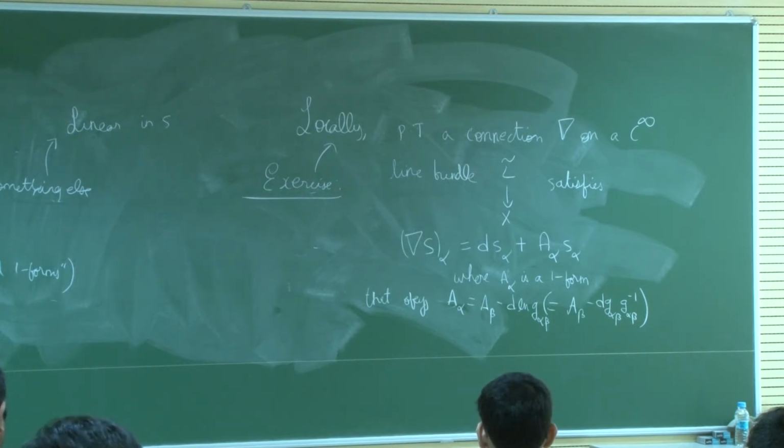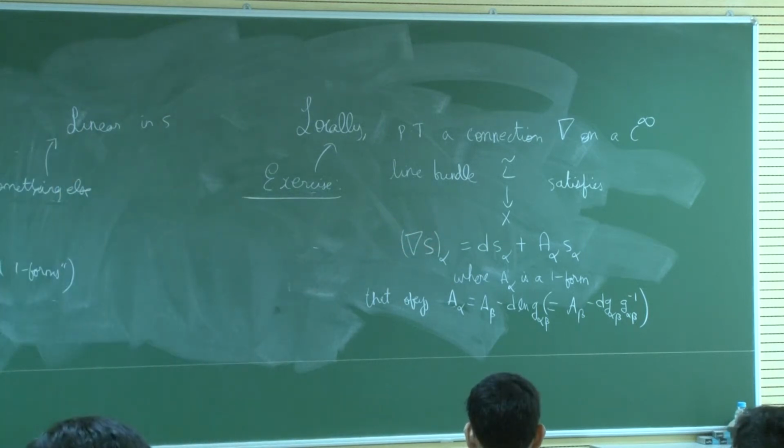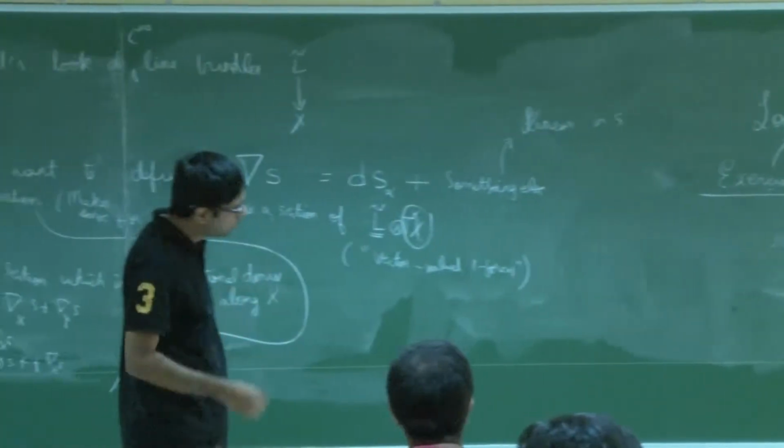In other words, the directional derivative is what you would define naively, just ds, plus a correction term. The correction term is simply a one form multiplied with s, which transforms in a rather strange manner. So a connection is the data of certain one forms A_alpha that transform in a strange manner. That's what a connection is, for a line bundle, and likewise for a vector bundle.